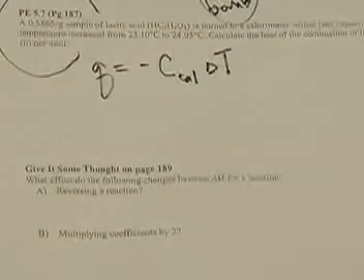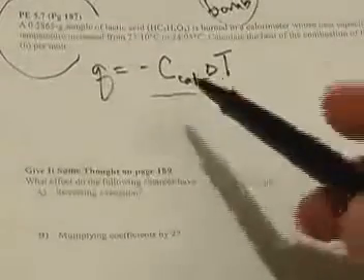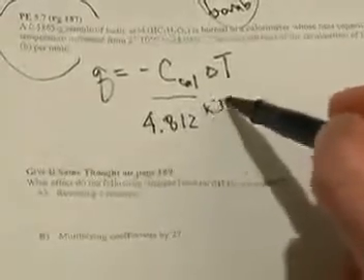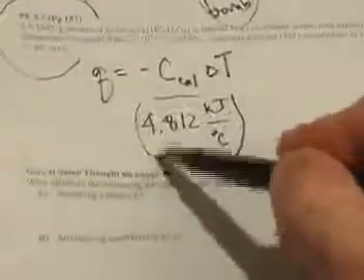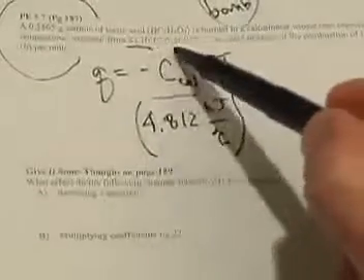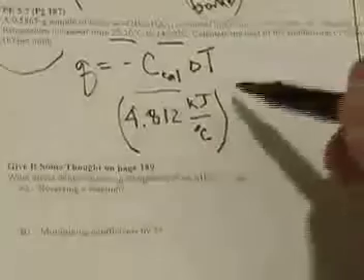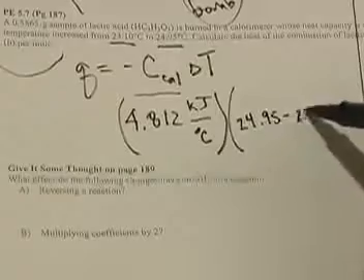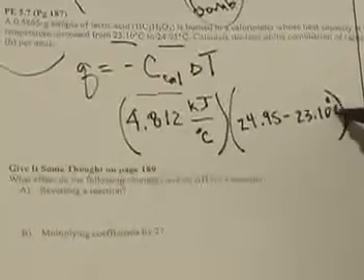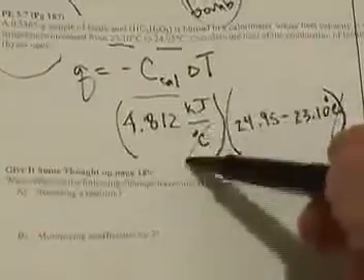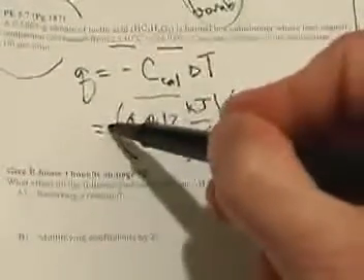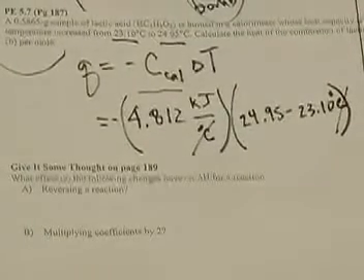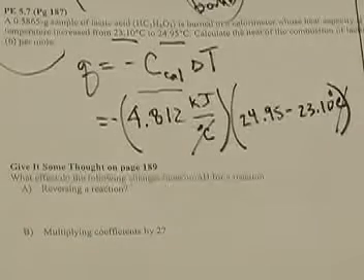And we're told that the heat capacity of the calorimeter is 4.812 kilojoules per degree Celsius. And we're told that the change in temperature goes from 23.1 to 24.95. And so I need to multiply by the final minus the initial in degrees Celsius. Notice the degrees Celsius will cancel with the degrees Celsius, and I will now get, don't forget the negative sign right here, the heat change for the 0.586 gram sample in kilojoules.